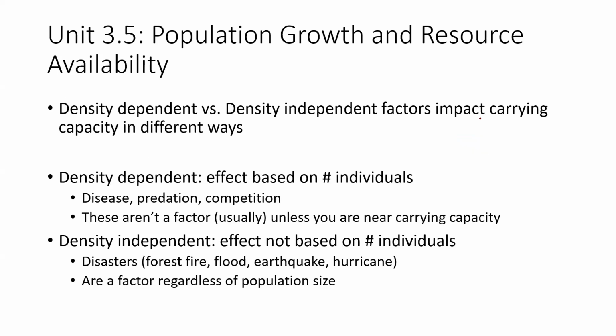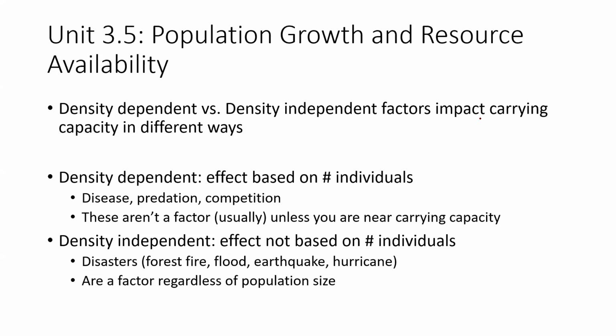This is where we come into density dependent versus independent factors and how they impact carrying capacity. So a density dependent factor has an effect based on the number of individuals. We know about this for disease. The whole world is learning about it right now as we go through this whole COVID-19 situation and we stay home, right? Because we are trying to decrease our density because disease transmission is density dependent. This is why we see many, many more cases of COVID-19 in the bigger cities like New York than we do in small towns. These aren't a factor usually unless you are near carrying capacity.